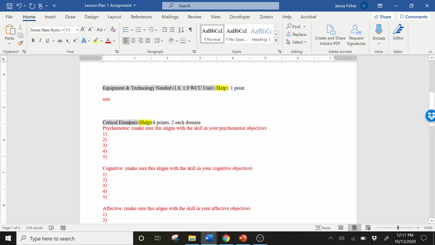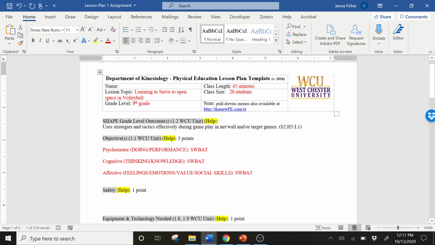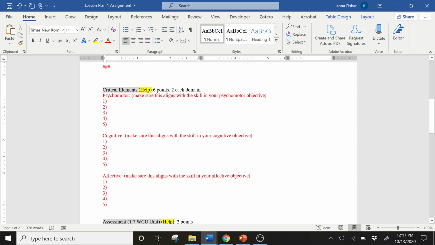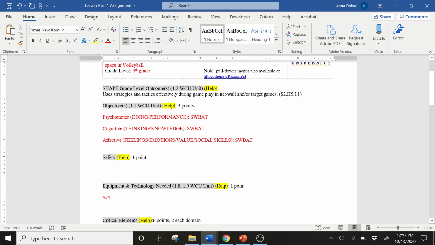Tell me those critical elements for how to perform the skill. So if I'm teaching learning to serve to open space in volleyball, learning to serve is a skill, but also to open space is another concept. So you can take this in either direction that you want. Probably you should do the serve as your psychomotor, so the serving skills. Cognitive is maybe how to find open space, and then affective, maybe working in groups. It's up to you. If you use the critical elements like I just mentioned, make sure that those also align with what you wrote in your objectives.